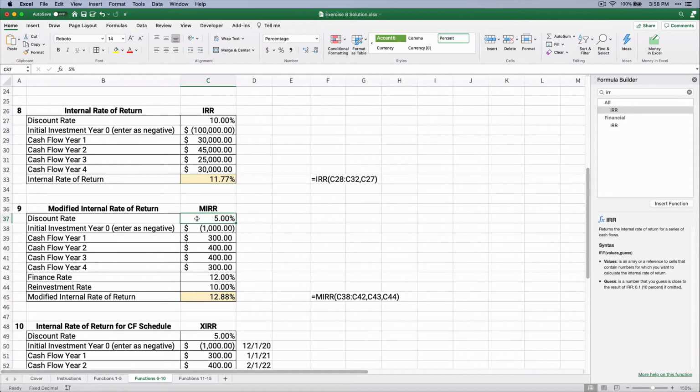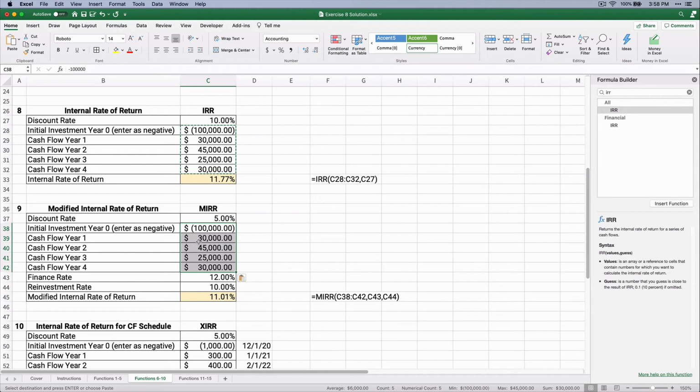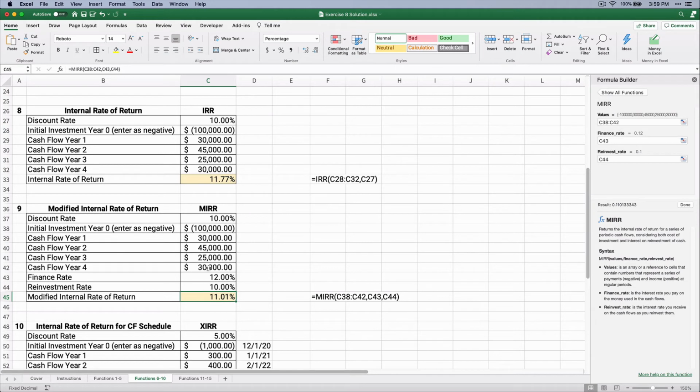So let's just set up this problem. We require, let's say, 5% return. We can change that certainly. And we have, let's do our same amounts here. We have a $100,000 investment, and then we get all these streams of payments. We require a 10% return, right? Up here, same thing. And if we have to borrow money at 12 and we can reinvest it at 10, then we're only going to get an 11% return, 11.01.